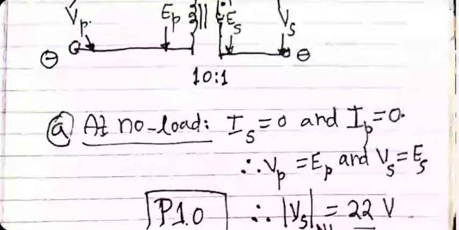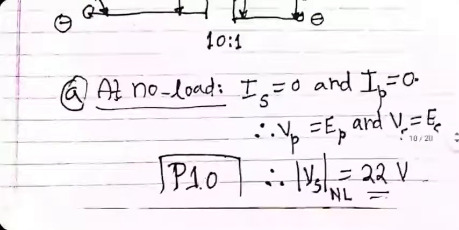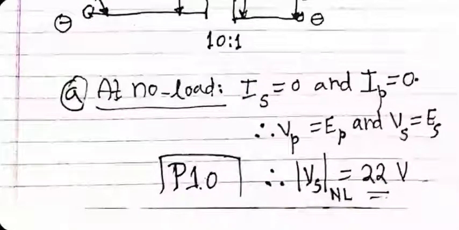And same thing applies to VP and EP also. So no load voltage for secondary is simple enough. It is 22 volt. You will assume recommended values.